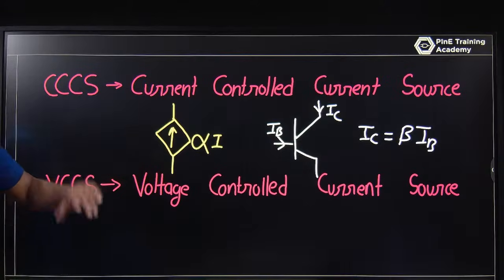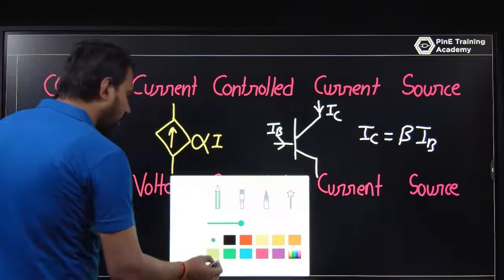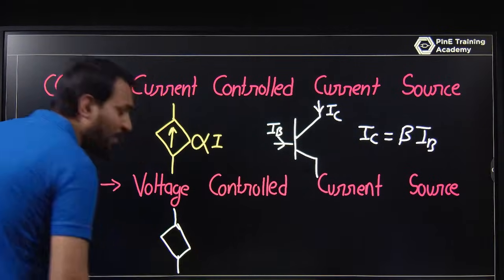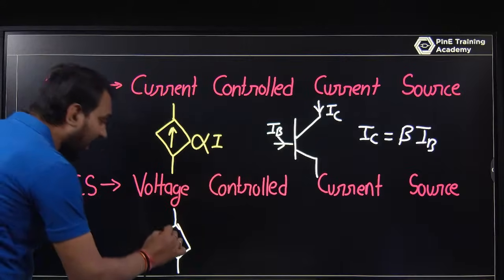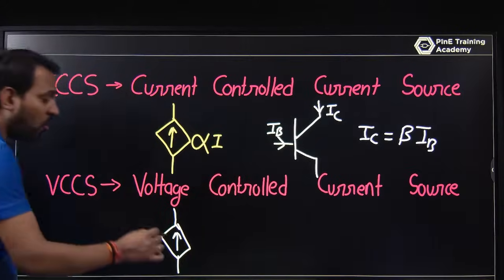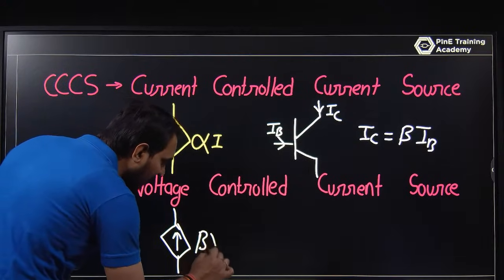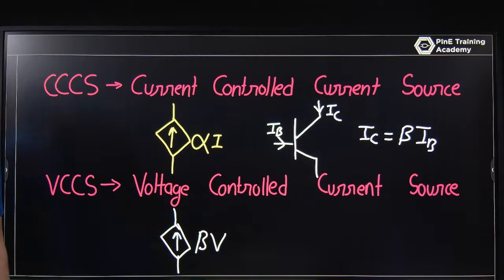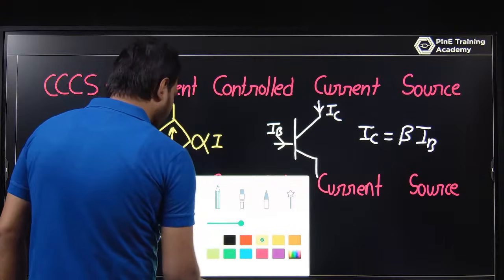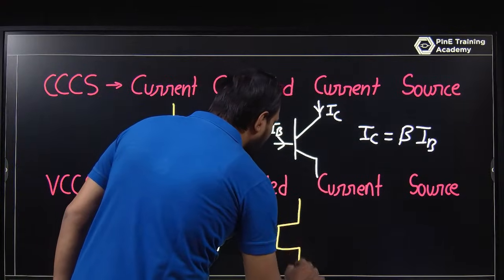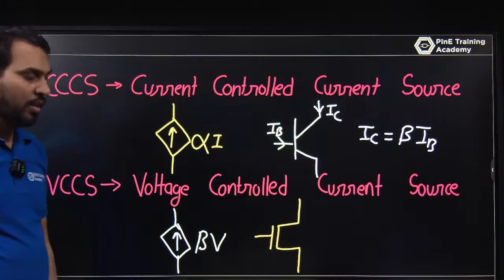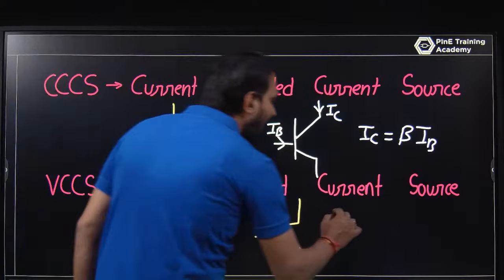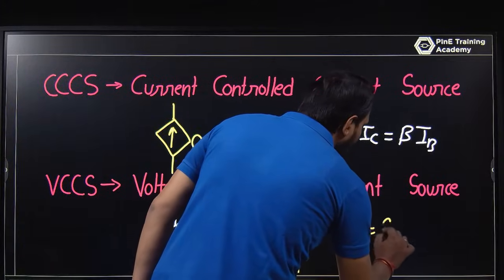Similarly, let's talk about the voltage controlled current source. If you talk about the voltage controlled current source, you have a symbol like this, that is a diamond shape. The source is current and it is controlled by the voltage. Let this be beta V. Let's talk about the MOSFET. A MOSFET acts like a voltage controlled current source. The input is VGS, the output current is the drain current. That's why you write ID is equal to GM VGS.